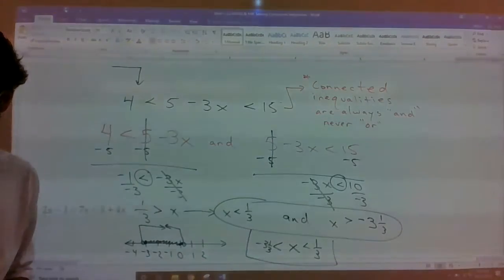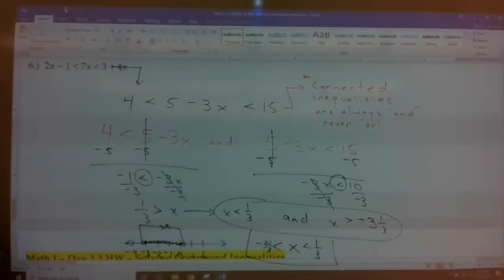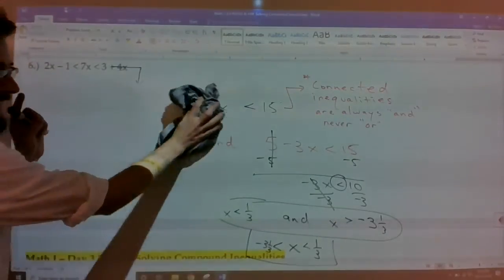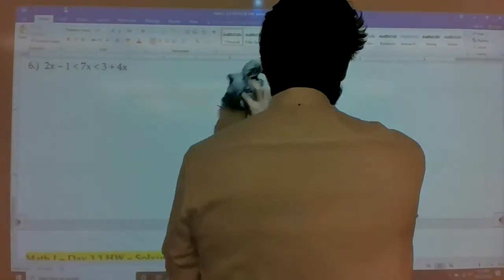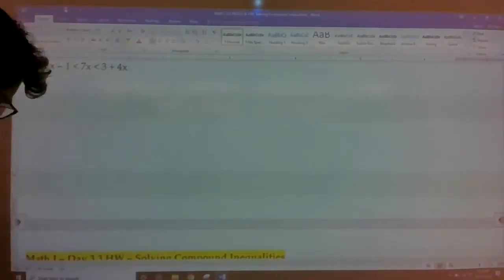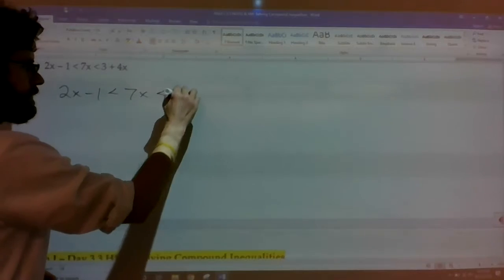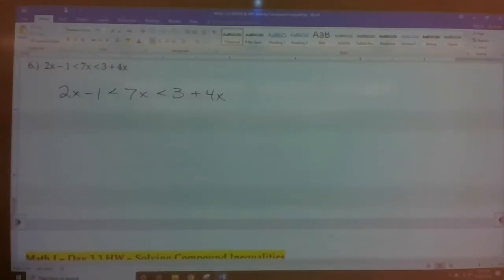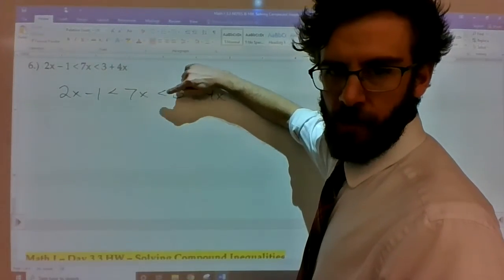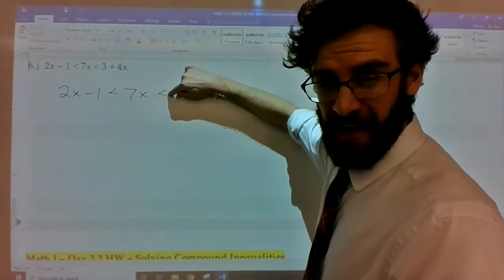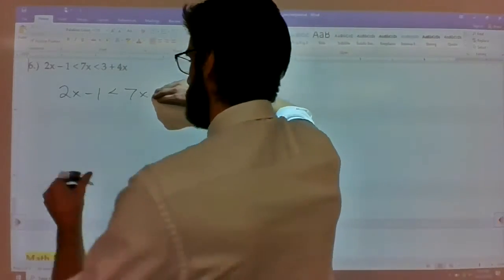Okay, now the only difference from number 5 to number 6 is that you have x's in all 3 parts of the inequality. And for some reason, that just throws students off. But here's the idea. This inequality can stand alone. All I'm doing is going up until the second inequality symbol, and I'm saying forget everything else: 2x minus 1 is less than 7x.